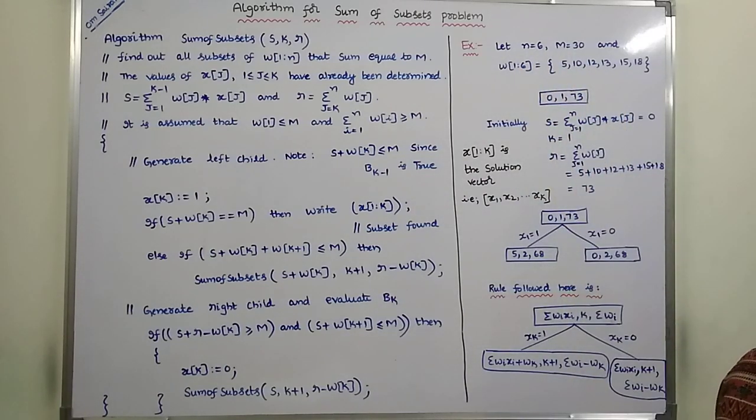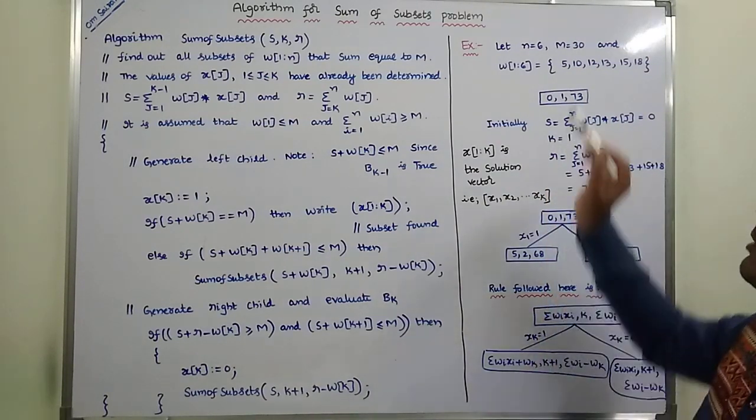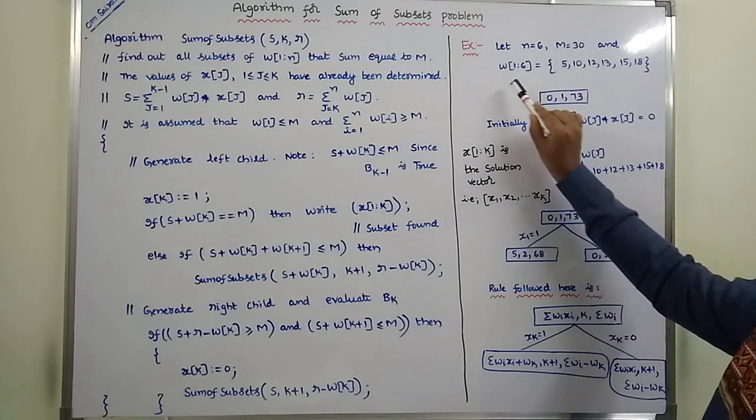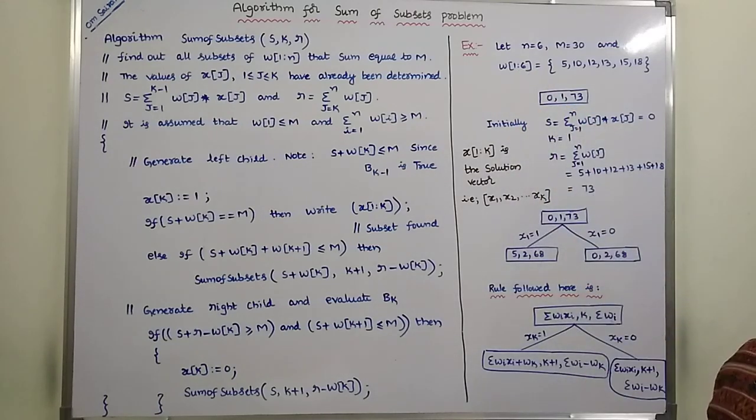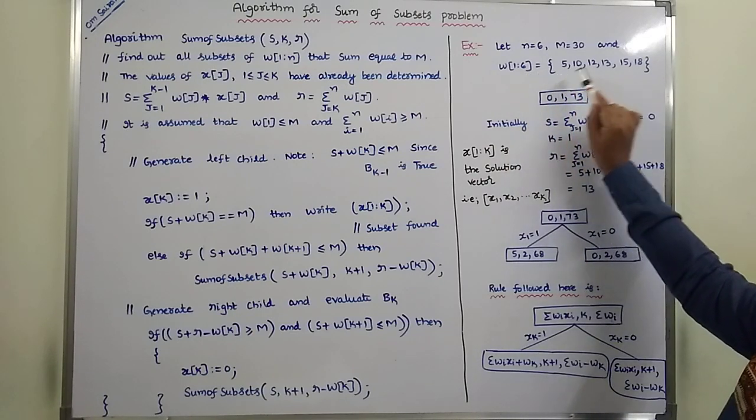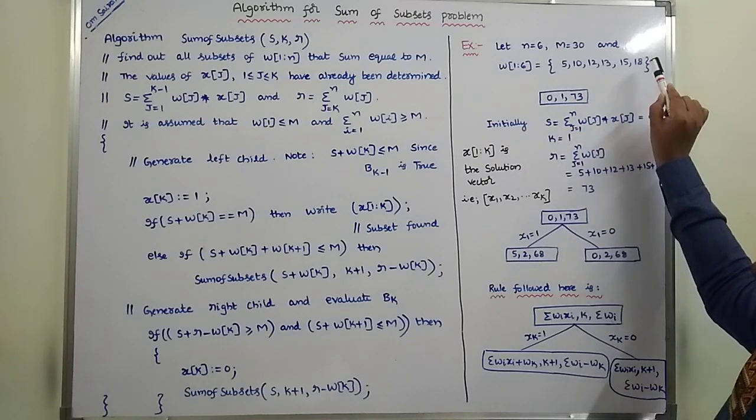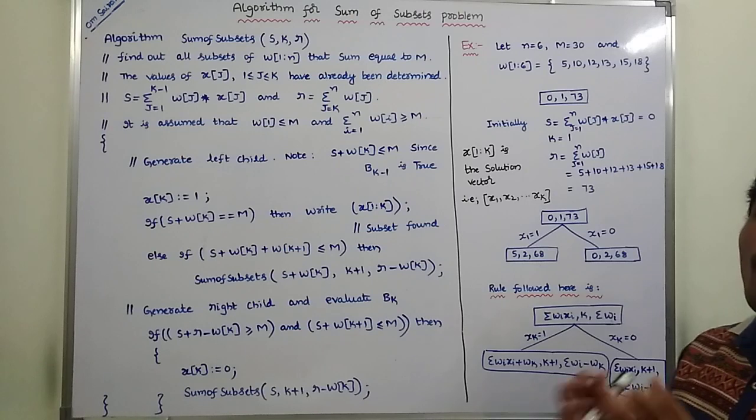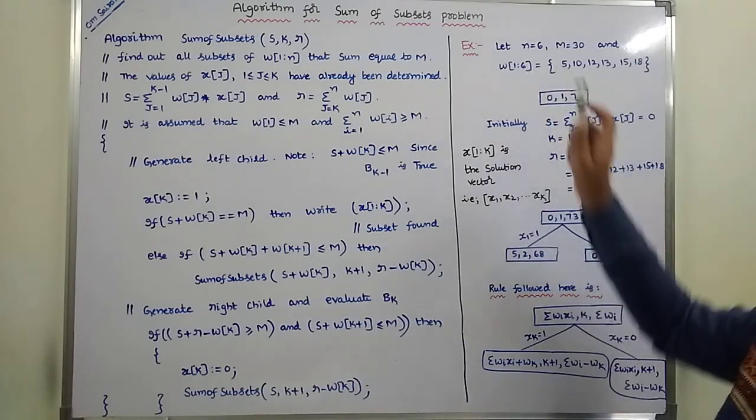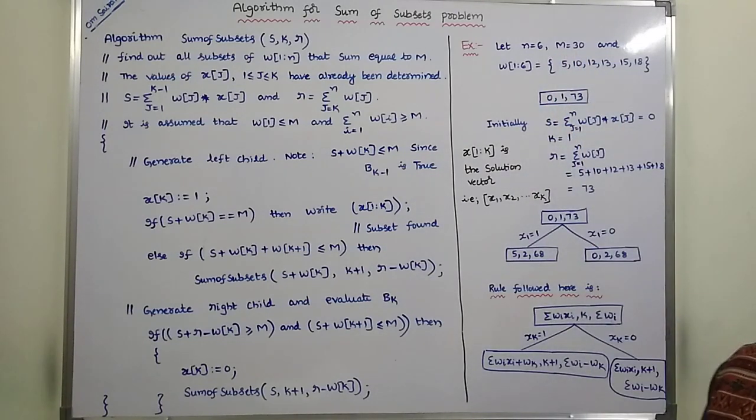Let n is equal to 6, that is the number of object weights is 6, m is equal to 30, and the weight vector w of 1 to n, here n is 6. W of 1 to 6 is the set of weights of 6 objects: 5, 10, 12, 13, 15, 18. Our main objective is to take some subsets from the weight vector whose sum is equal to capital M, that is 30.